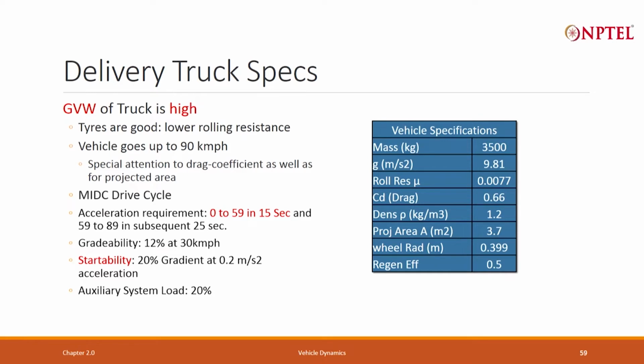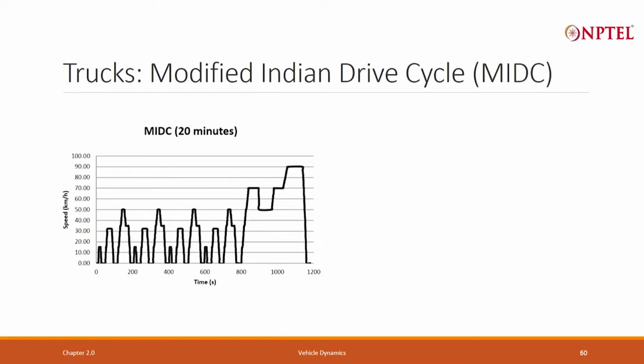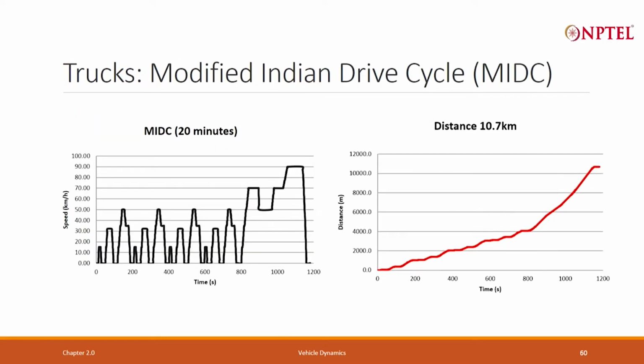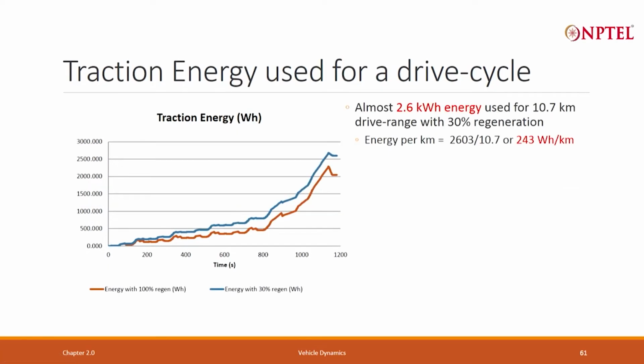We have not done too much at the first level, but we will come back to this vehicle and its specs again and again. What I have done is I have taken the same MIDC cycle, same distance of 10.7 kilometer, no slope, I have not taken slope into account, and I have calculated the energy requirement. I have done it for 30% regeneration and for 100% regeneration. At 30% regeneration, this number is right, 2603 watt hour it consumes in 10.7 kilometer, close to 243 watt hour per kilometer.